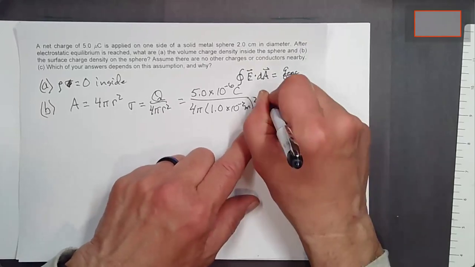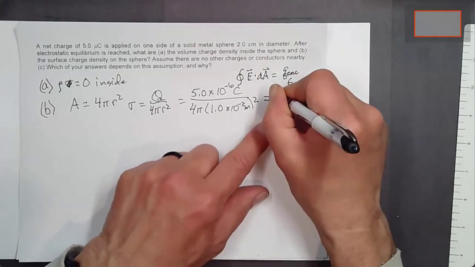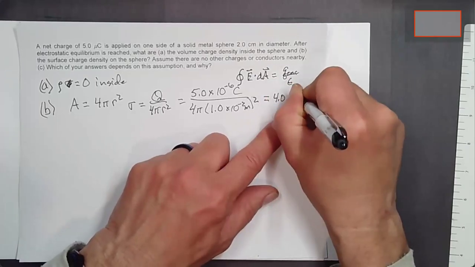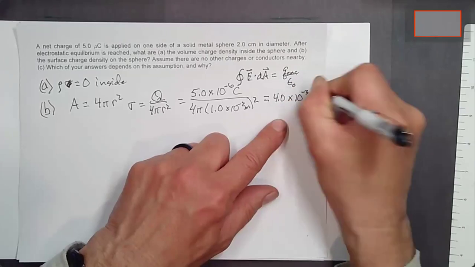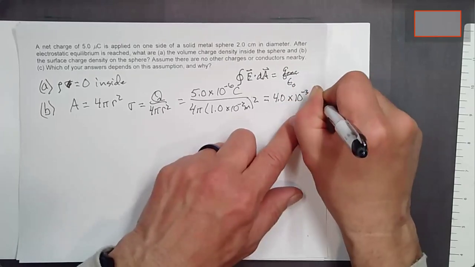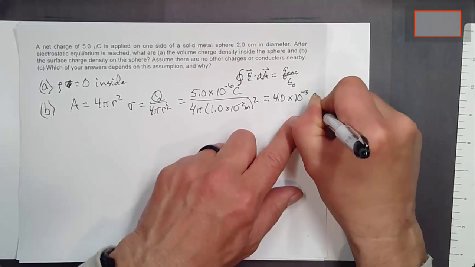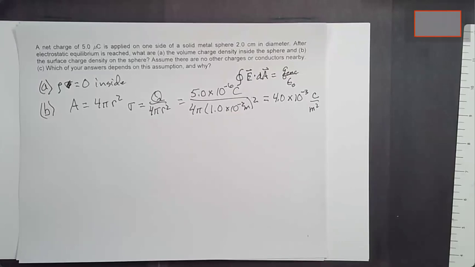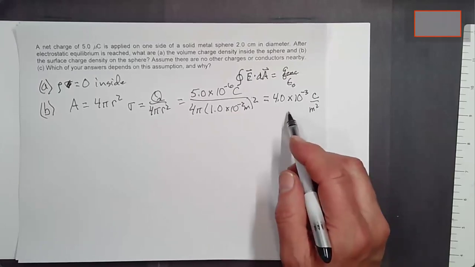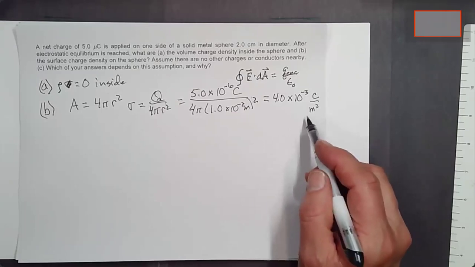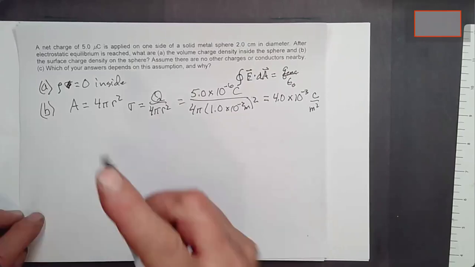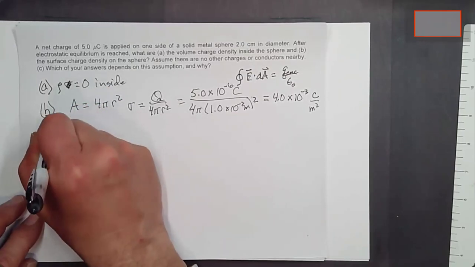And when I do it, I get, to two significant figures, about 4.0 times 10 to the minus third coulombs per meter squared. And with coulombs on top, you'll have meters squared on the bottom. So that would be it. And you could write that as 4.0 millicoulombs per square meter if you wanted to. So that's it.